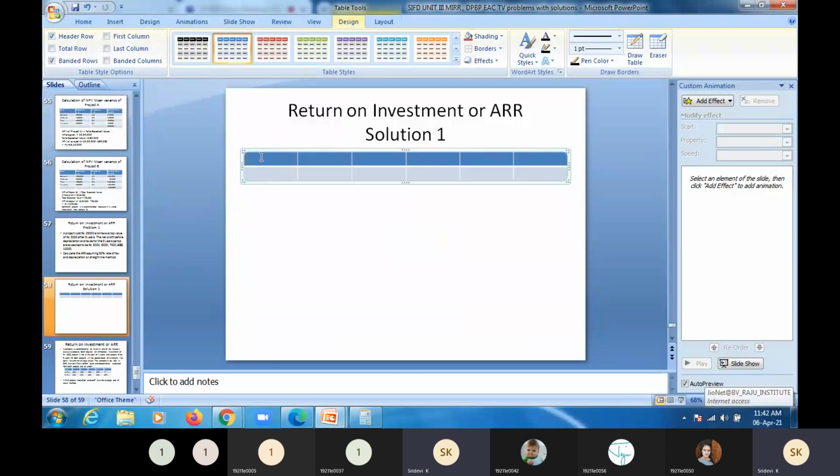Okay. First you take as usual whatever it is given in the problem. Year. So how many years it is given? 5 years you have to take. So profit before depreciation and tax. In short, I am giving like this: PBDT.